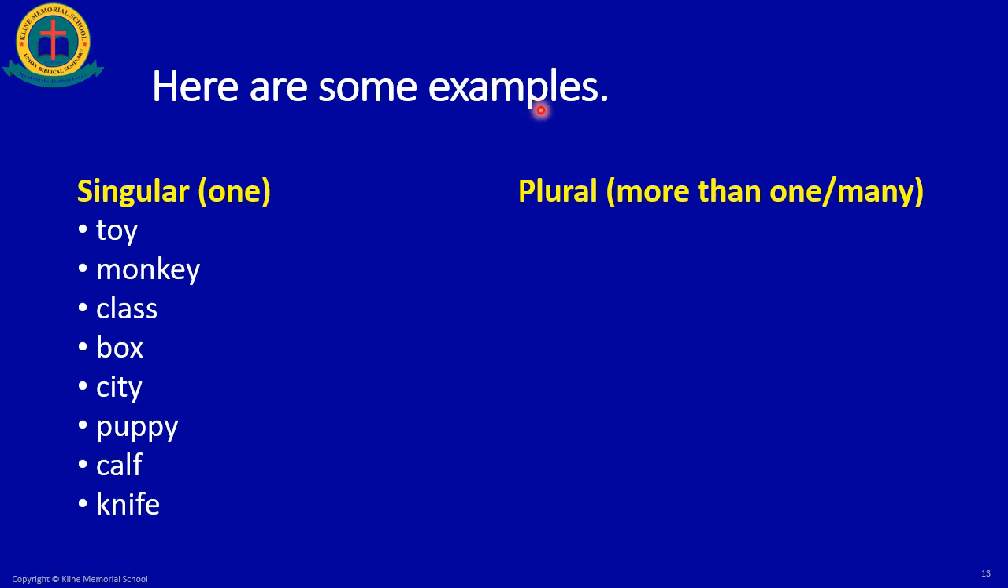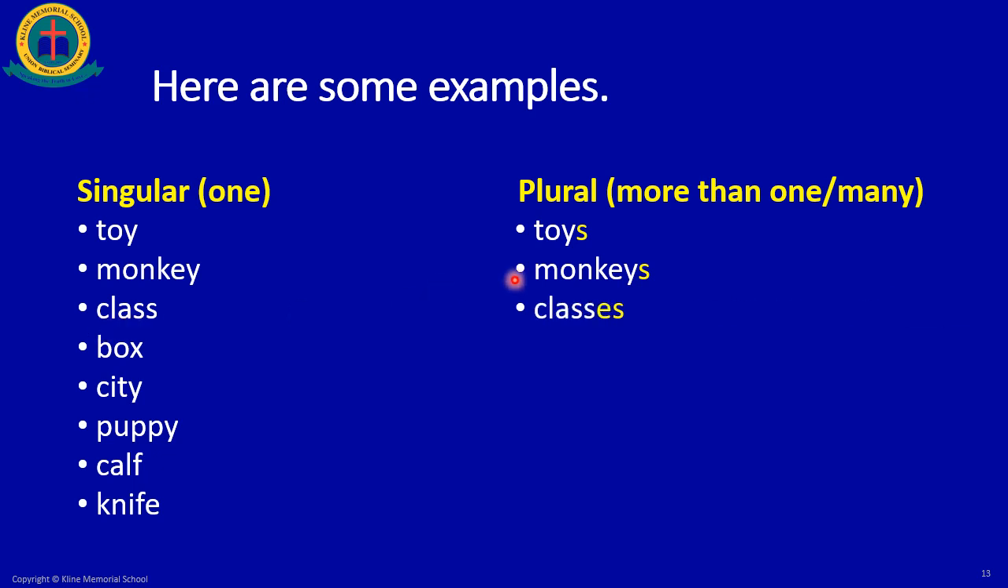Here are some examples of singular nouns. Toy, monkey, glass, box, city, puppy, calf, knife. We have to find out the plural of these nouns. Toy, toys. Here the last letter is Y and before the letter Y there is a vowel sound of O. So we have to add S. Monkey, monkeys.